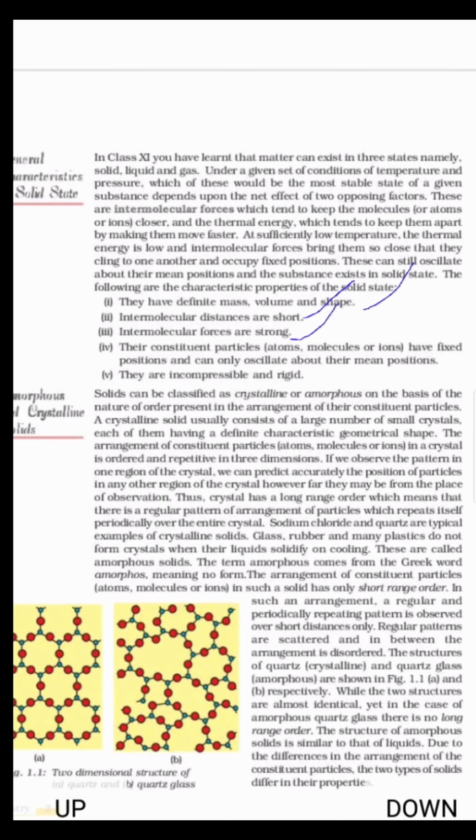Since the molecules are very near to each other, the attractive force also becomes higher. Therefore, we can say the intermolecular forces are strong. Which one? The fourth one, they have constituent particles. That may be atoms, molecules or ions, which have fixed positions and can only oscillate about their mean positions. So they are not able to move over a large distance.